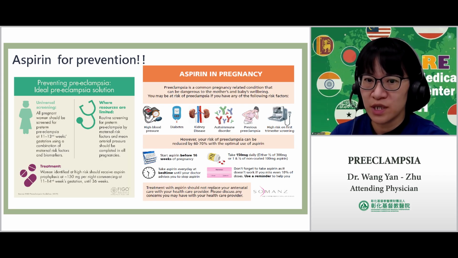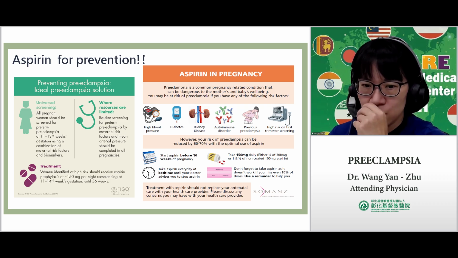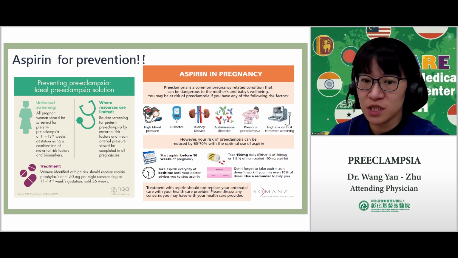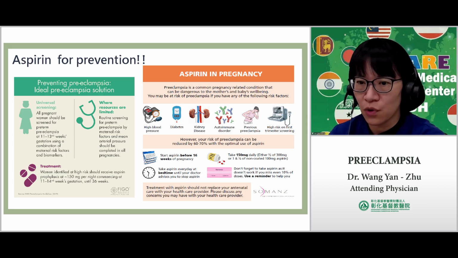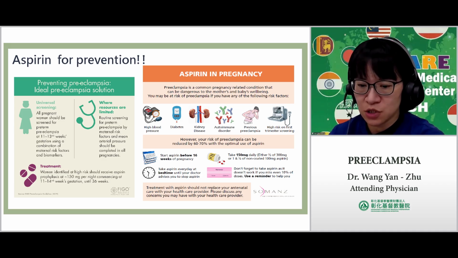That's the most important thing that we have to understand today. And for this, we will suggest them to use it at bedtime, because research found that bedtime is the best time for the medication to do its job. So start low dose aspirin before 16 weeks of gestation. Take it every day, best before bedtime, until 34 or 37 weeks, or it depends on when the baby has to be delivered.